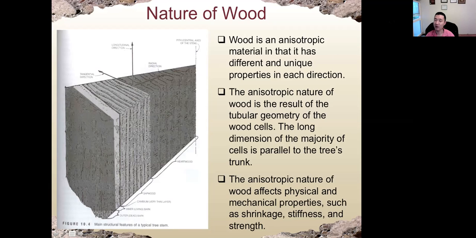One special property of wood is that it is an anisotropic material, which means its properties differ in different directions. For wood, we have the longitudinal direction, which is along the wood cell direction, and the radial direction, which is parallel to the diameter. Then we have the tangential direction, which is perpendicular to the diameter. The properties in these three directions are very different.